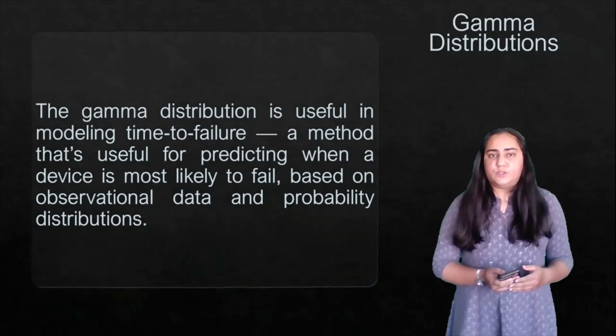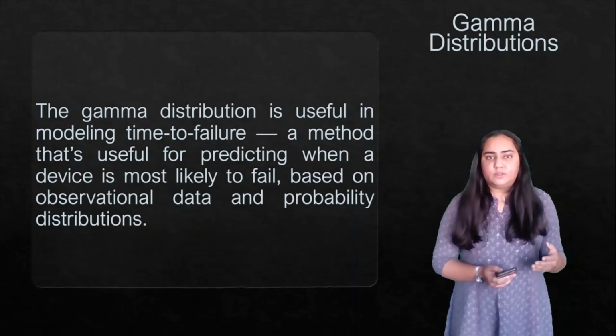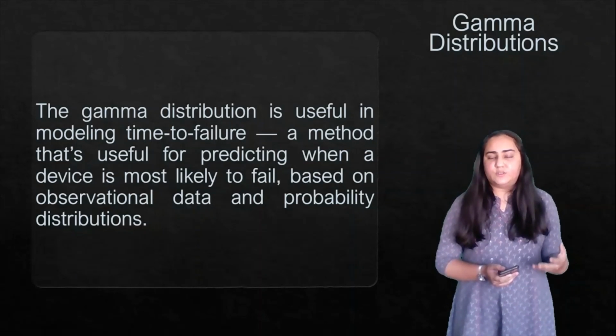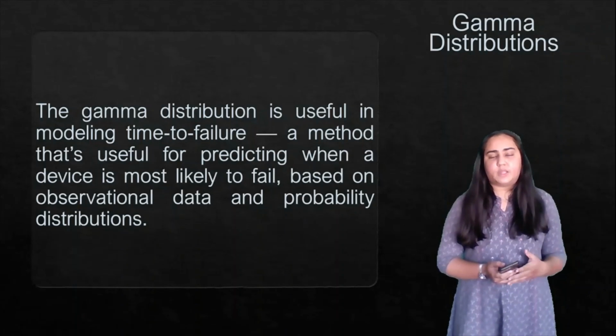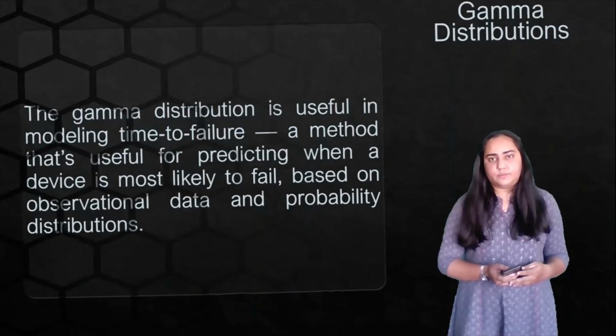The gamma distribution is useful in modeling time to failure, a method that's useful for predicting when a device is most likely to fail based on observational data and probability distributions.